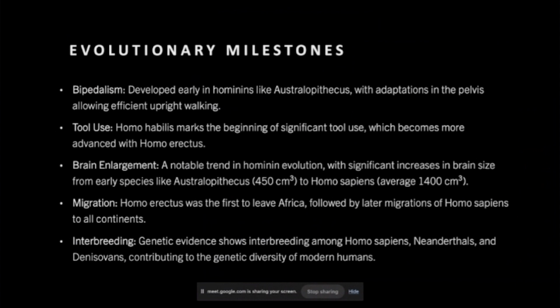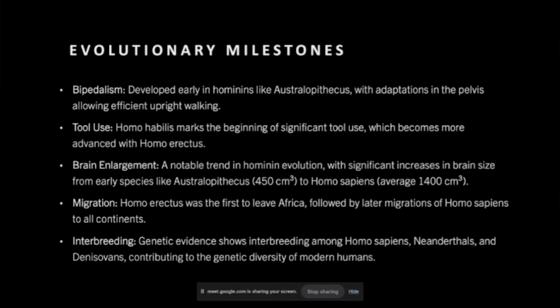The brain, as we mentioned, became larger and larger as we went through each species. And of course, the brain becoming larger contributed to them being able to use more tools, to survive better, and then to migrate out of Africa. Okay, so they migrated out of Africa to Europe, to Asia, to all these different places, possibly to find other food sources.